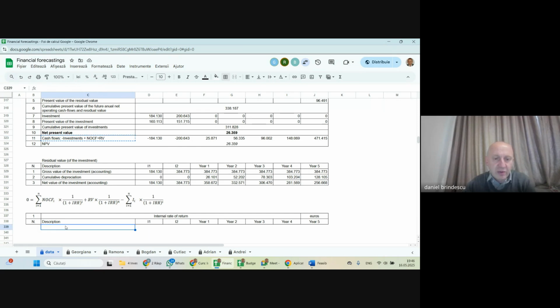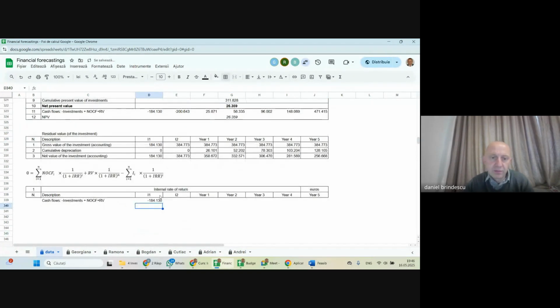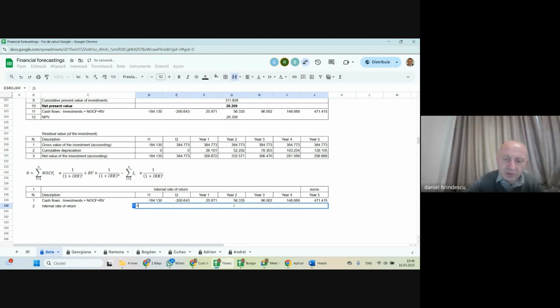I'm going to use the same types of cash flows as here. And we are going to ask the Google Sheet to estimate the internal rate of return based on this equality by using the IRR function. So internal rate of return of all this. And it's 17%.